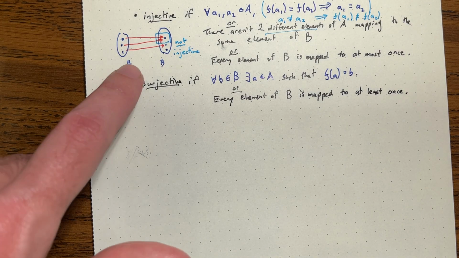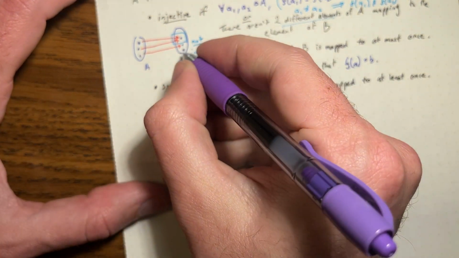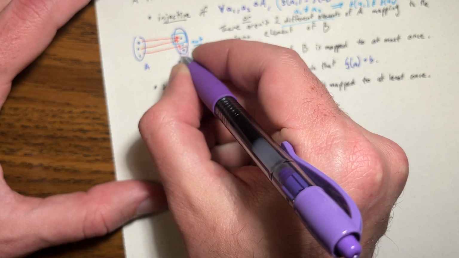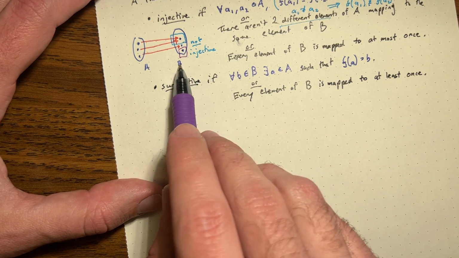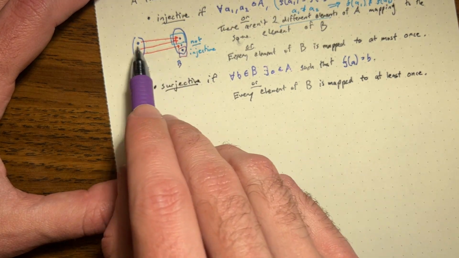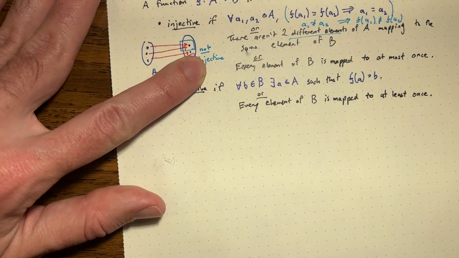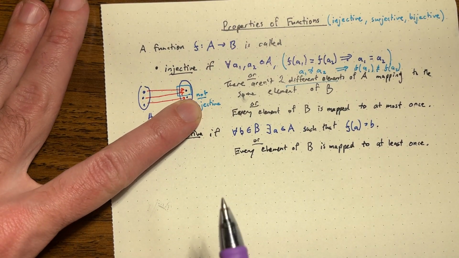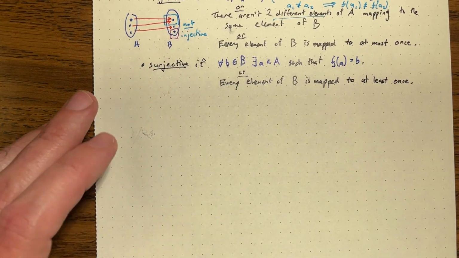Okay, if we look at this function here, well, I put another dot in there. So this is actually not surjective because see that dot there, nothing's mapping to it. But I need everything over here to get hit at least once for it to be surjective. Without that dot, it would be surjective. This is a surjective function, but not an injective function. But let's actually get a little practice with this.